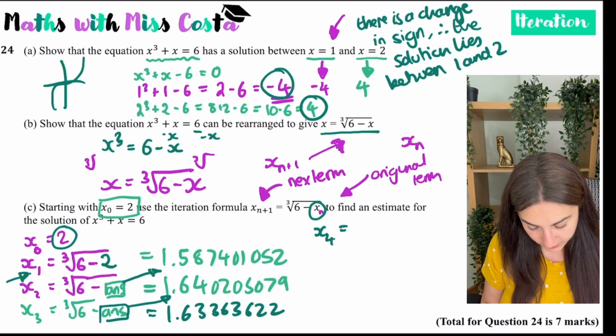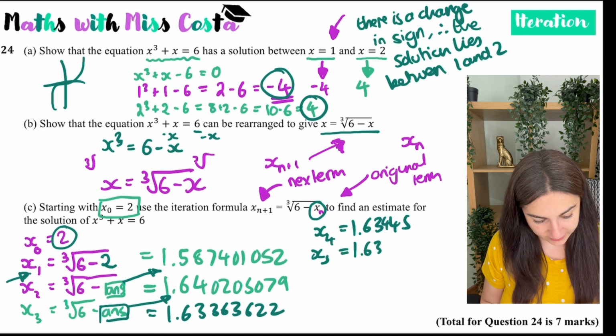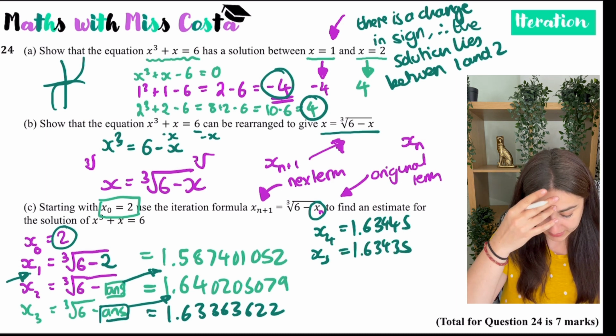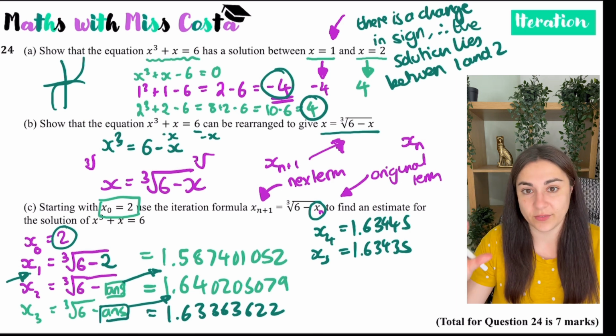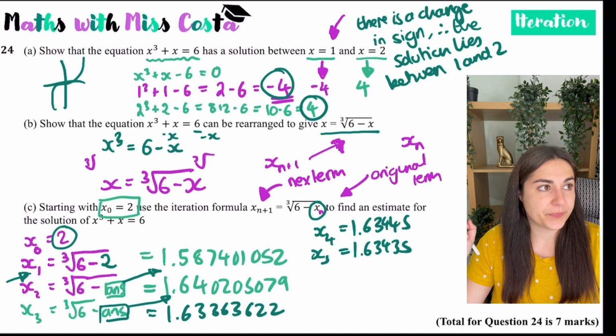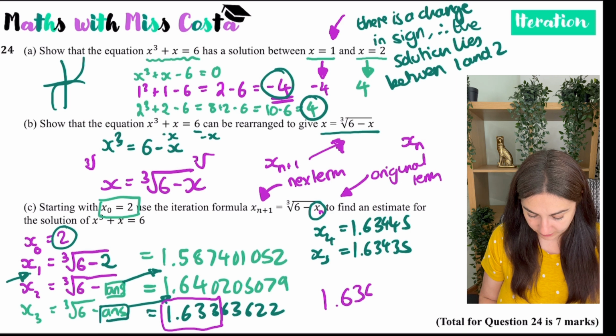You keep on pressing equals, and it gives you the next one. So x4 would be 1.6344. x5 would be 1.63435. Now, it says to find an estimate for the solution. Sometimes it's going to tell you try this iteration 3 times or 4 times. If it doesn't, then what you're looking for is the place where they all round to.